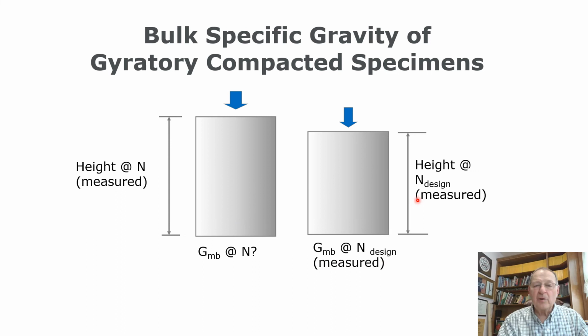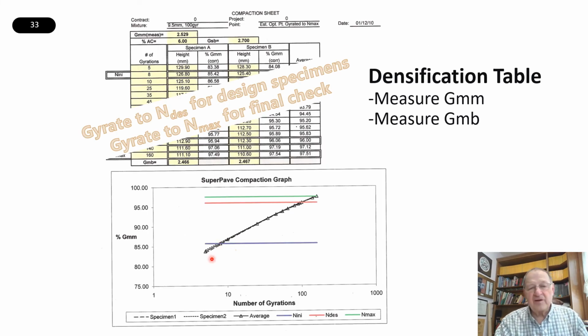And then, knowing the height of the specimen at that point, and knowing the height of the specimen at any gyration, we can actually get a gyratory curve of density versus the number of gyrations. And we can get a curve that looks something like this. On a scale where it's the percent of the maximum specific gravity on the vertical axis versus the logarithm of the number of gyrations, these are approximately straight lines. And so we can get these plots, or the software can make these plots for us.